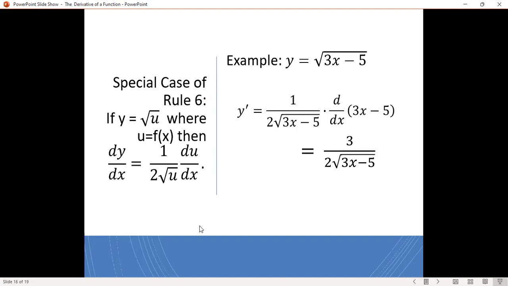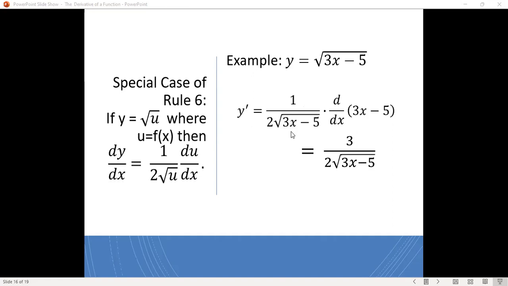So these are special cases, guys. Special case for rule 6. If y equals square root of u, then dy over dx equals 1 over 2 square root of u times du over dx. So if you have y equals square root of 3x minus 5, automatic na yung 1 over 2 square root of 3x minus 5.